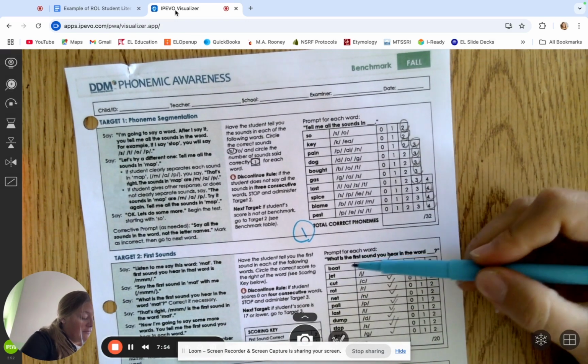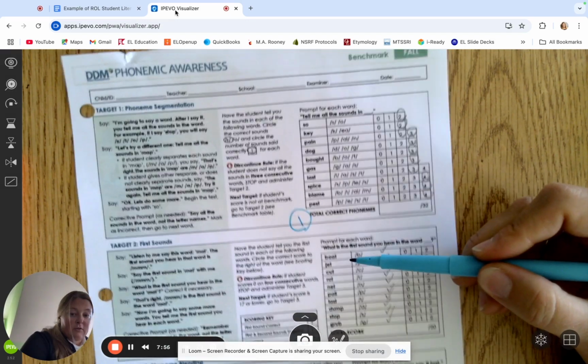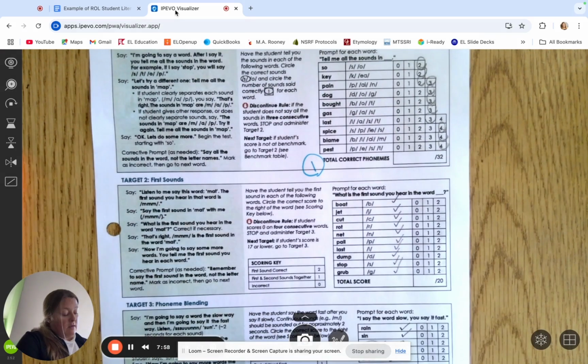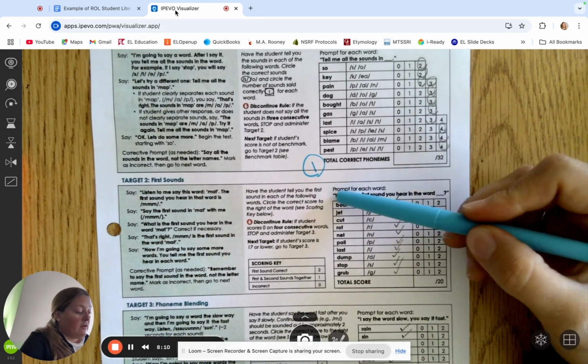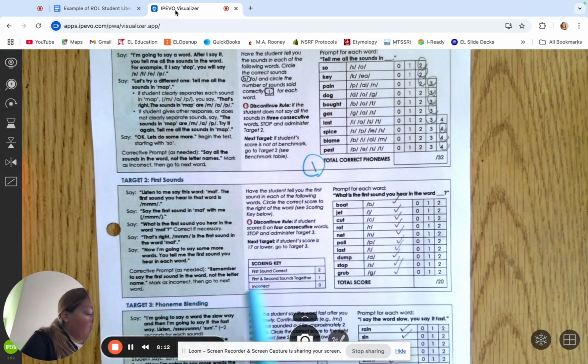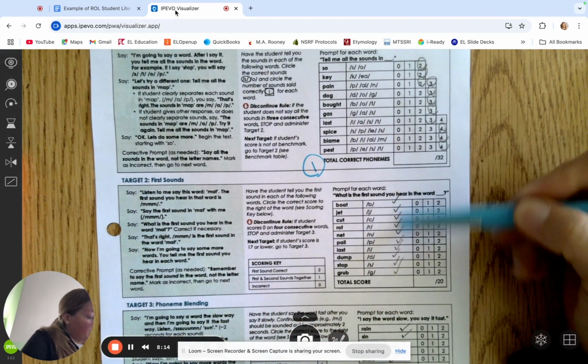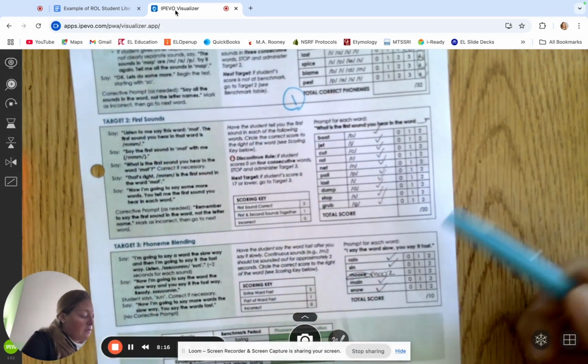This is looking at the student can hear first sounds. We know that when we are training our ear to be able to hear sounds and words, that we start with the first sound, and then the last sound of the word comes next, and then the medial sounds are the hardest for us to hear. So the first sound was all correct.